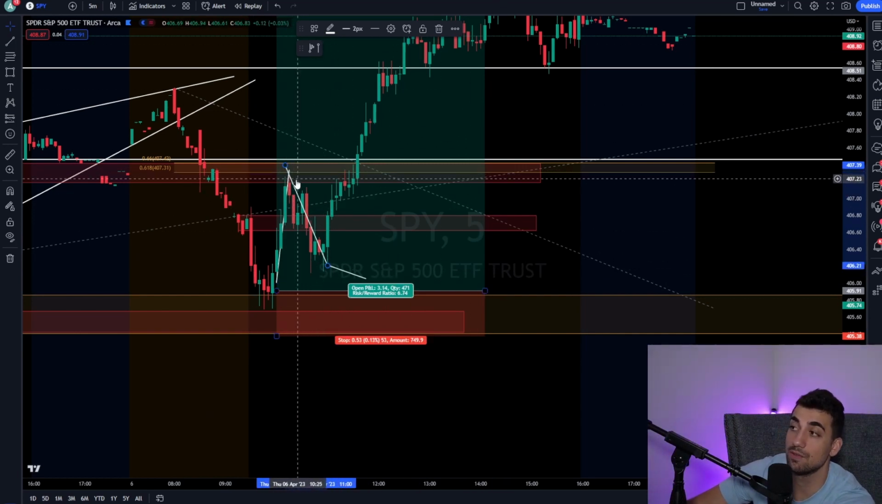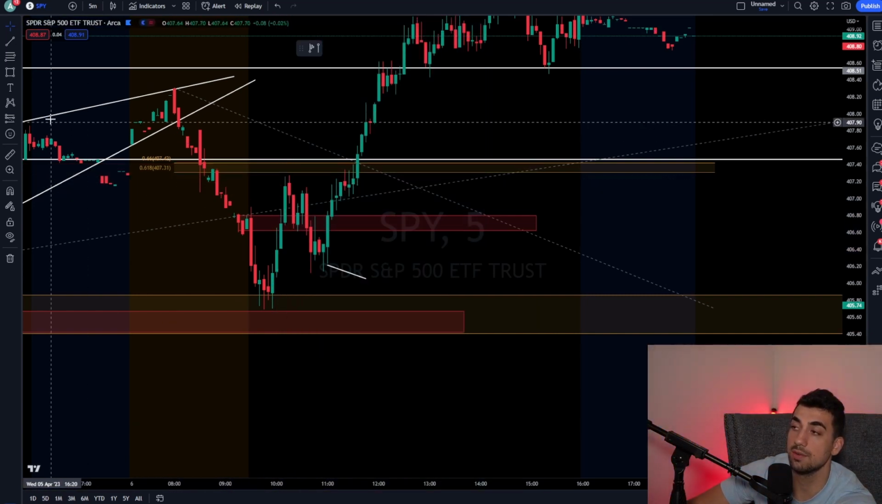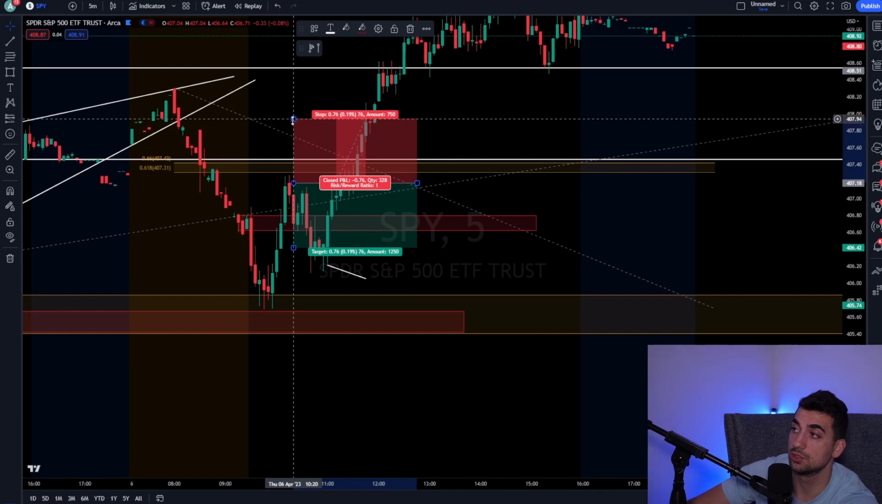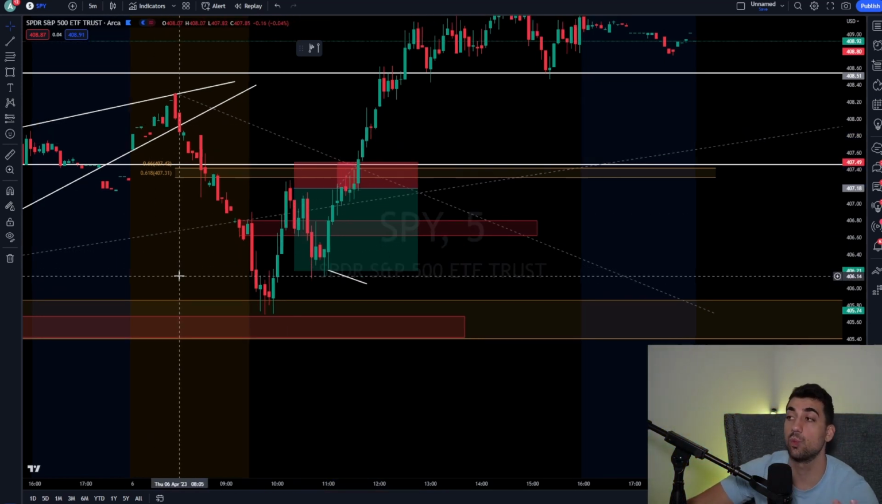So I mentioned this trade. I unfortunately did not take it, but it could have been a nice little trade. If we look at the risk to reward on this level, let's say you had an entry here and a stop loss above this white level, which is resistance. If you take it, it would have been a nice 1 to 3 risk to reward.